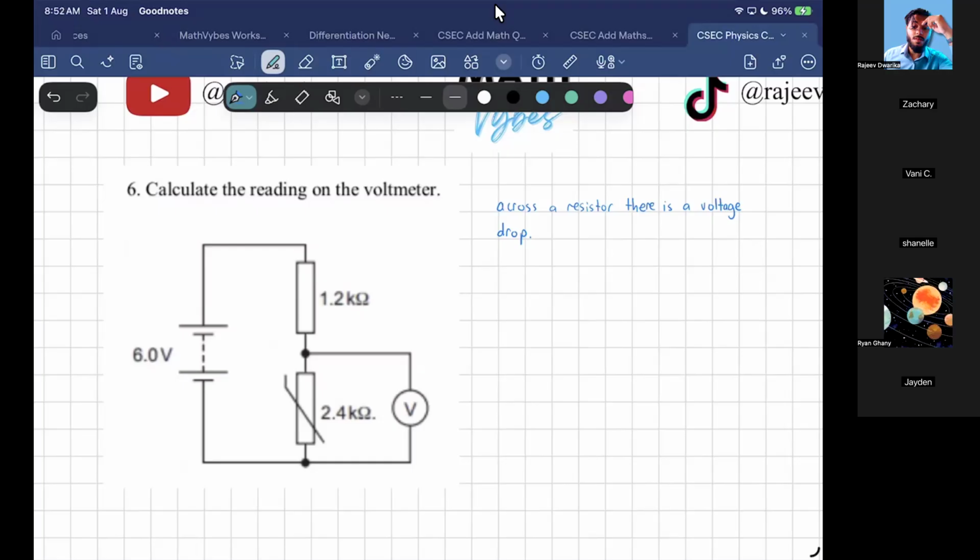So what I'm trying to say is, if it gives up electrical potential energy because it's colliding with atoms, then there's a voltage drop across the resistor. Why? Let me explain.